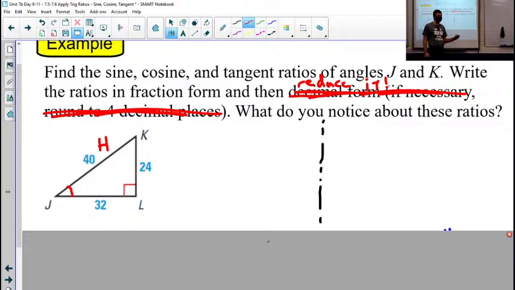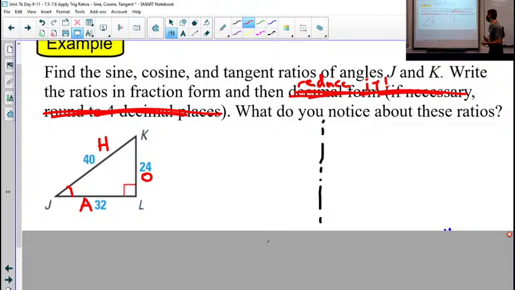Then I need to figure out which one's my opposite and which one's my adjacent. If I'm standing at angle J, my side across from that angle, my opposite, I'm standing at the angle, I look across, and what do I see? I see this side, K to L. That's my opposite. I'm going to label it with an O. That leaves my adjacent, which is touching angle J, my leg that's touching angle J, to be J to L. So that's my opposite, my adjacent, and my hypotenuse.